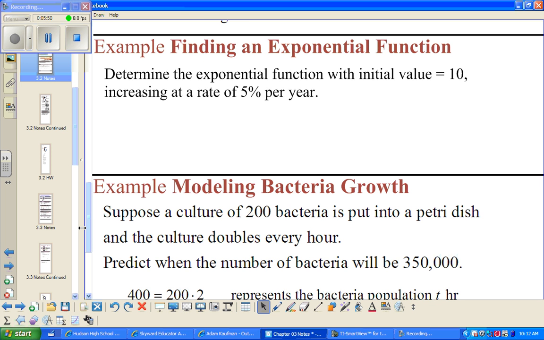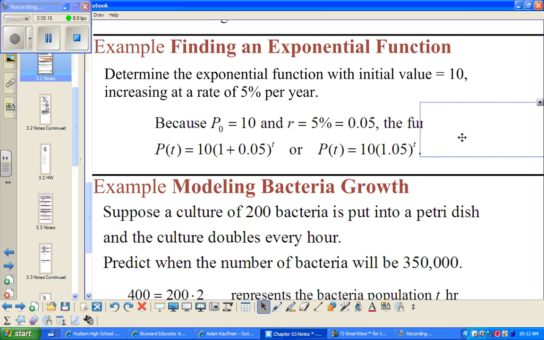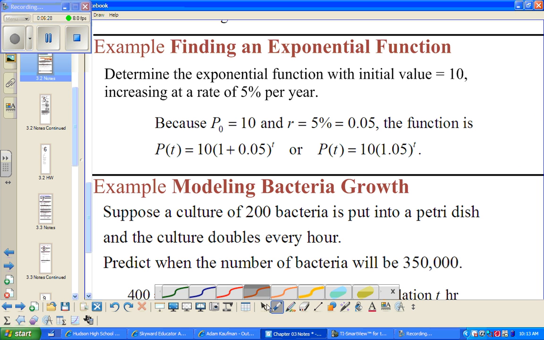In this next example, finding an exponential function, I want you to determine the exponential function with an initial value of 10, increasing at a rate of 5% per year. Why don't you pause this and try to do that right now? Well, you probably found that since your initial value is 10 and the rate is 5%, you would take 10 times 1 plus 0.05 raised to the t, which simplified, you would just combine that to 1.05.